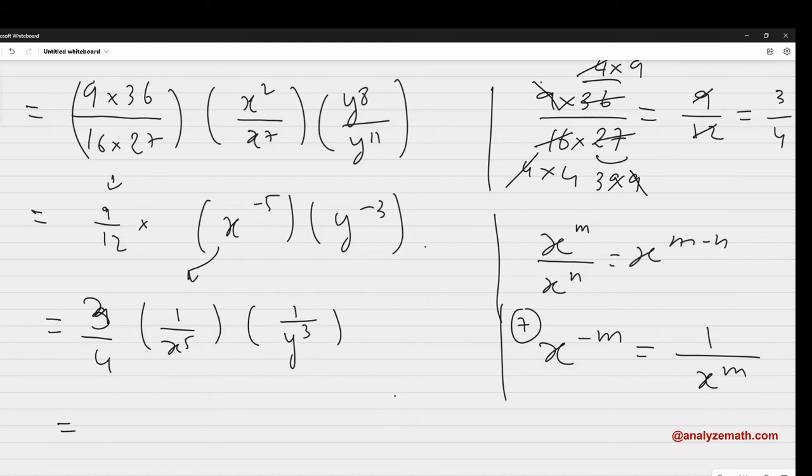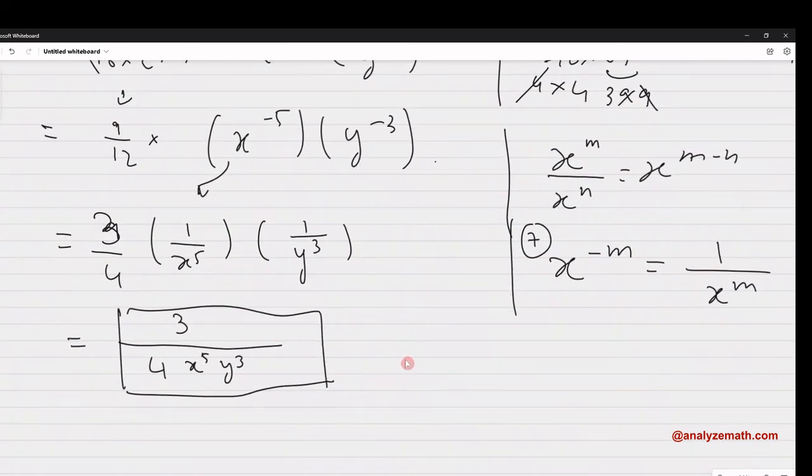And all this can be written as 3 over 4 x^5 y^3. This is the final expression, the final solution in simplified form, and I don't think we can go any further than this in simplifying.